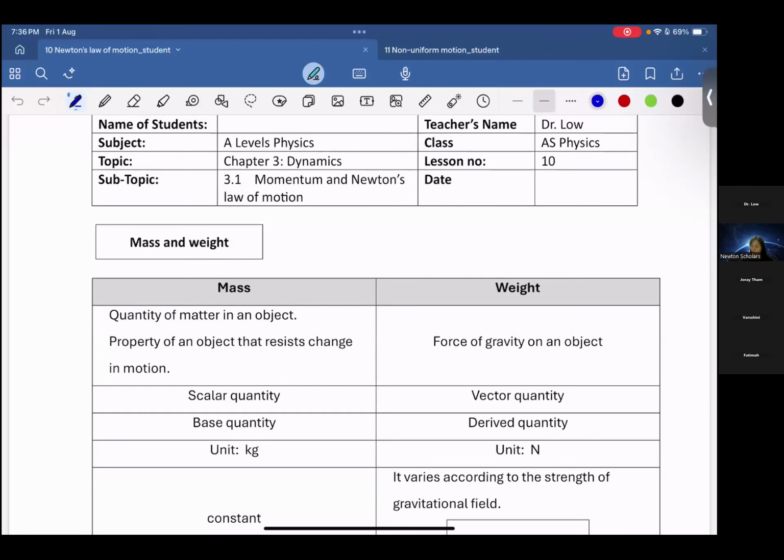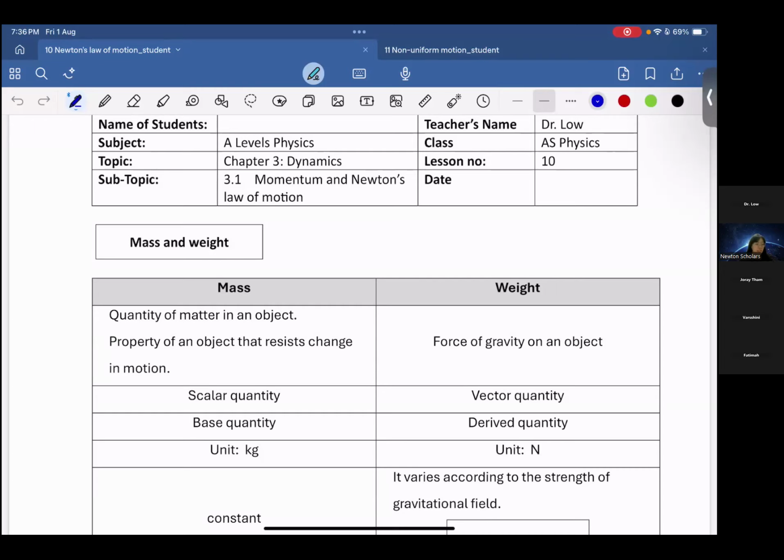Okay, boys and girls, today we're entering chapter number 10. It's about chapter 3, dynamics. Last week we talked about distance, displacement, the motion graph, acceleration, and so on. Today's dynamics topic is related to force and mass. We'll learn about Newton's first law, second law, and third law.